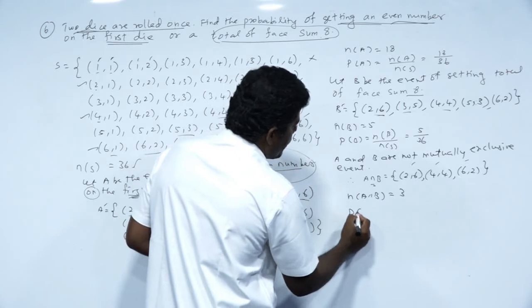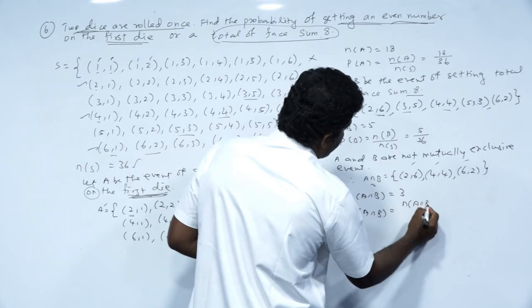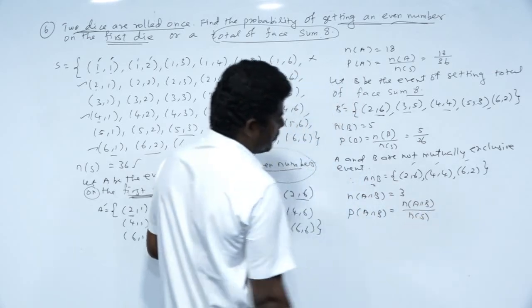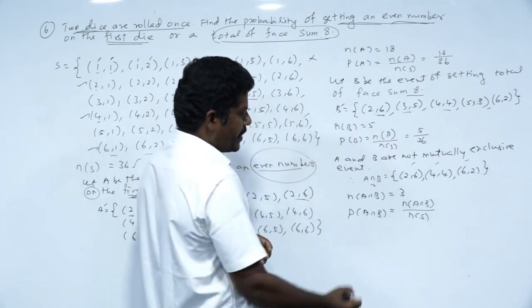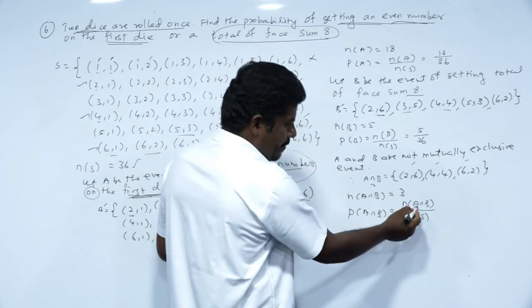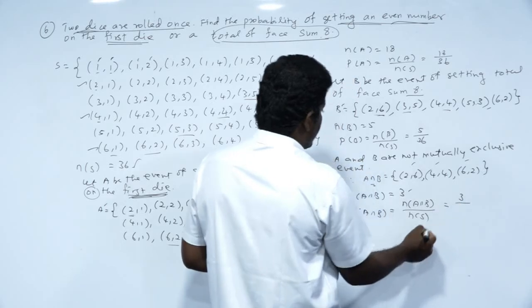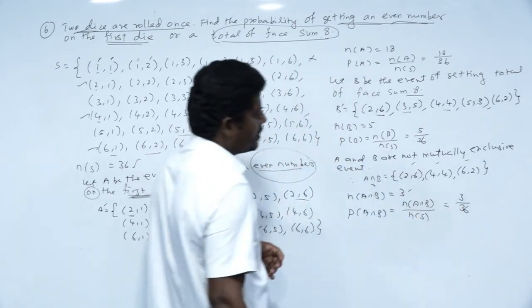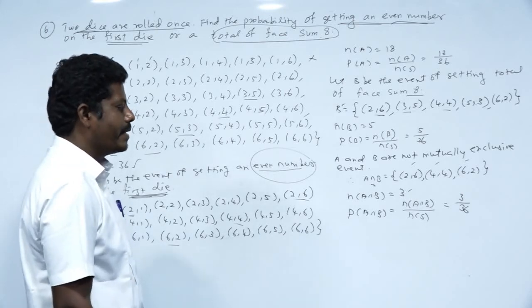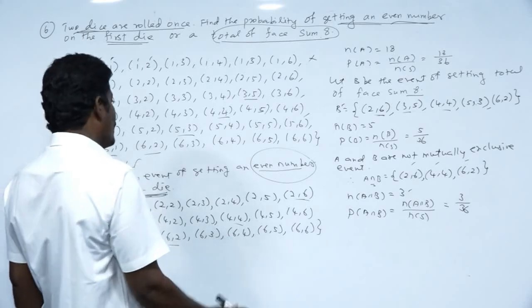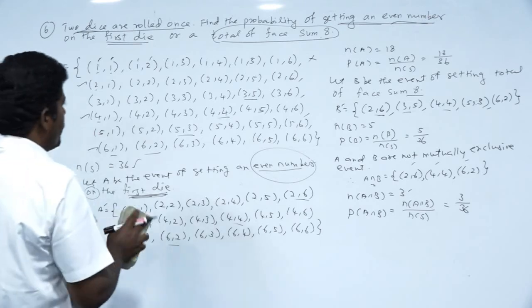So now probability of A intersection B is equal to n of A intersection B divided by n of S. Like that you want to write. Here n of A intersection B value is 3, n of S value is 36. You understand, my dear students? Now we know probability of A, probability of B and probability of A intersection B. Now we want to apply addition theorem.